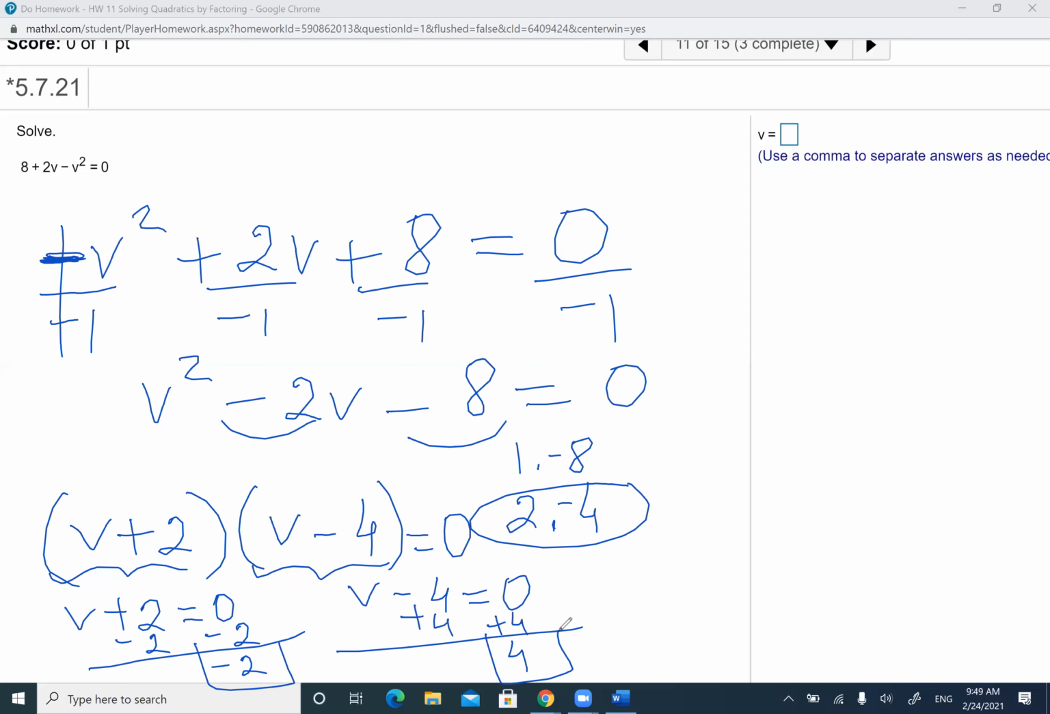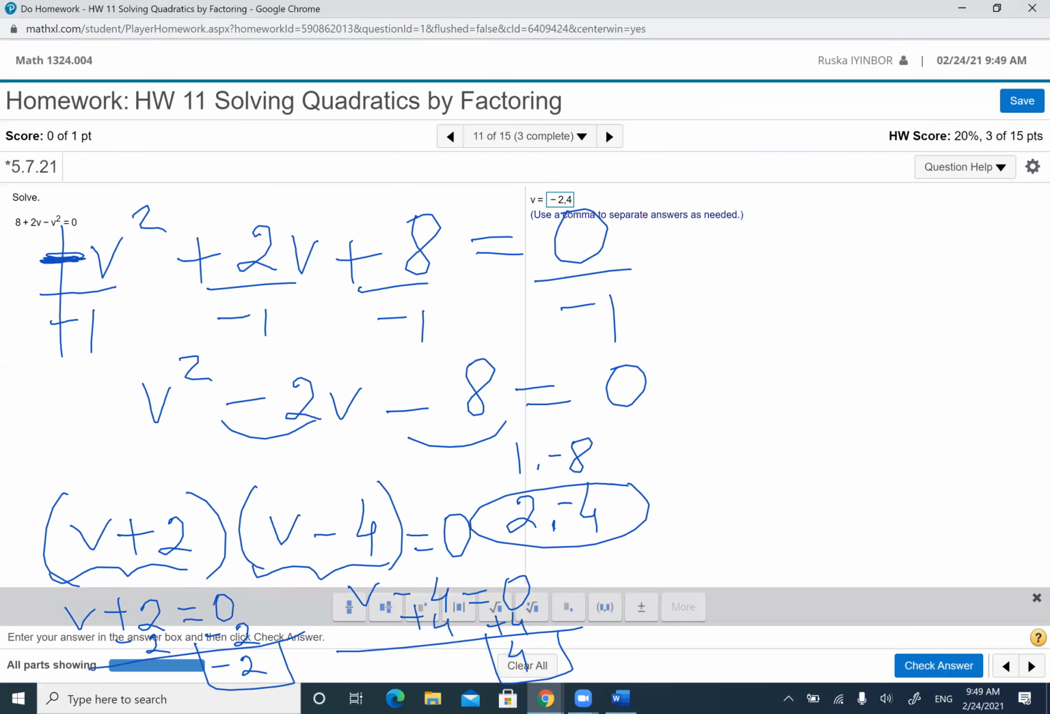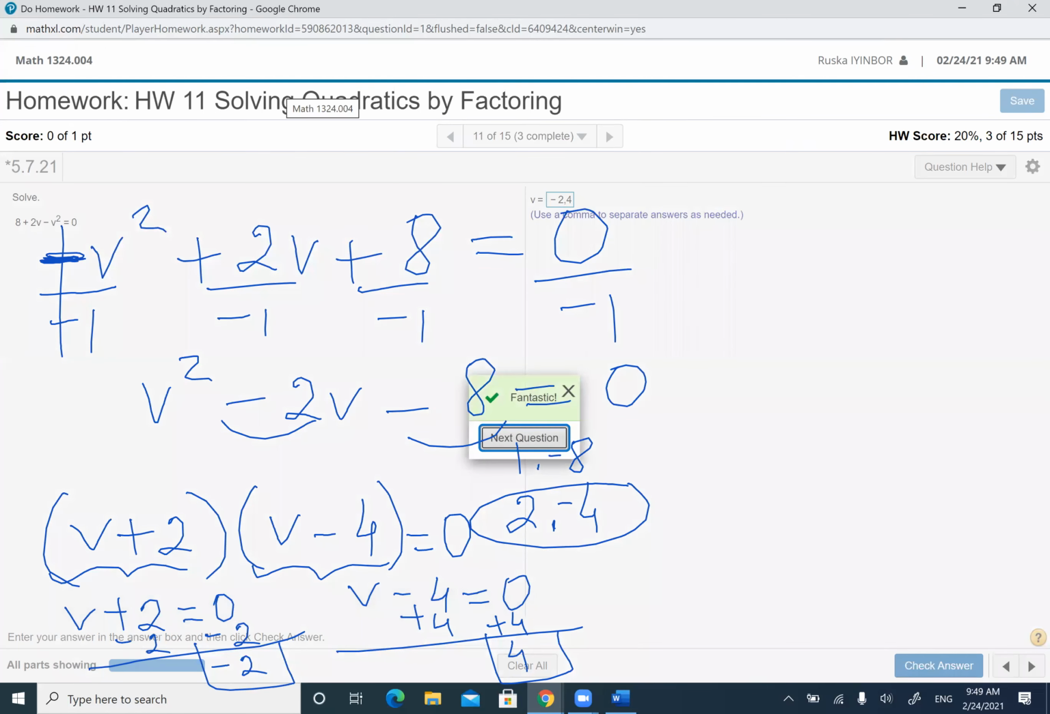So these are my solutions, and you can just put them: negative 2, comma 4. Okay? So that's how you do this one. It was good.